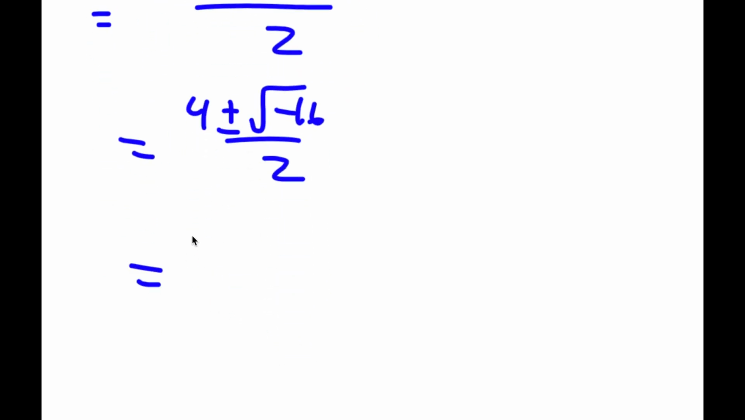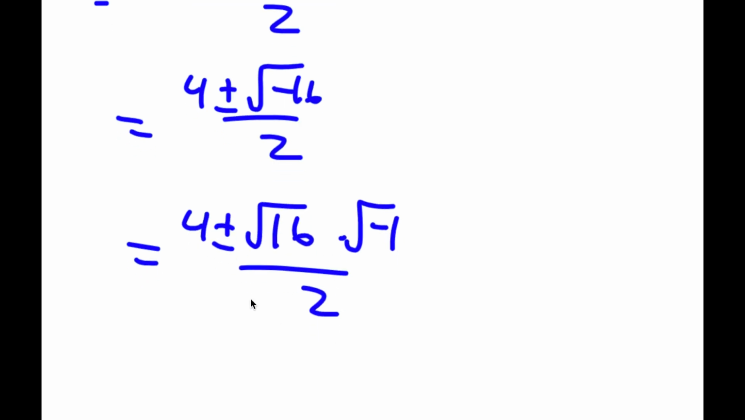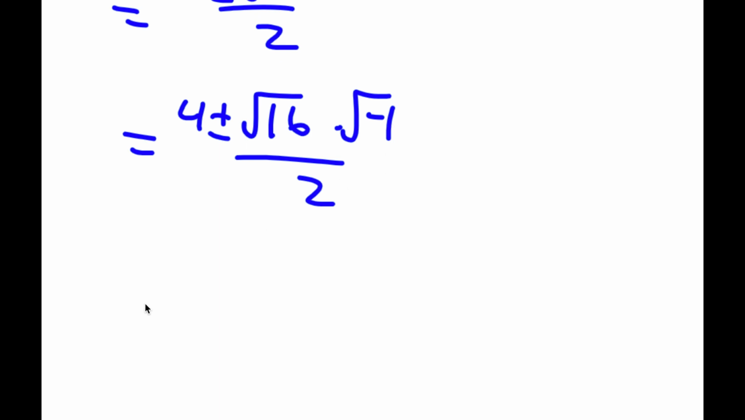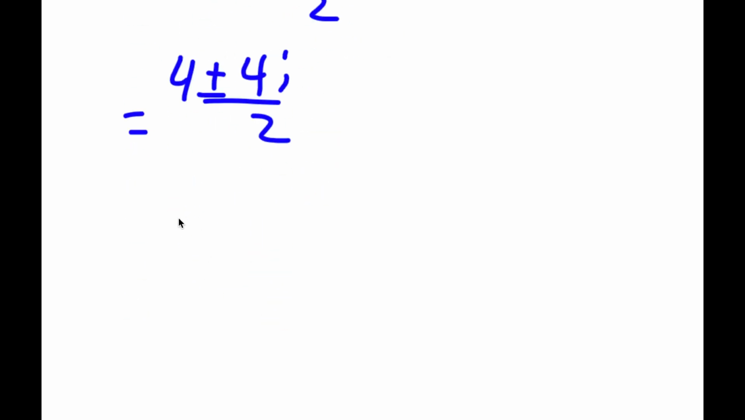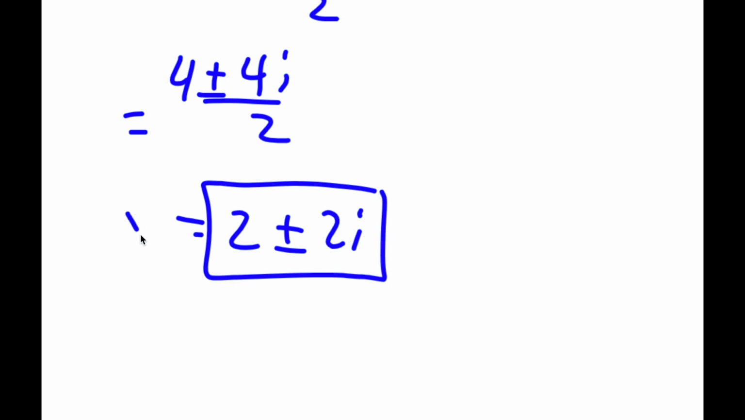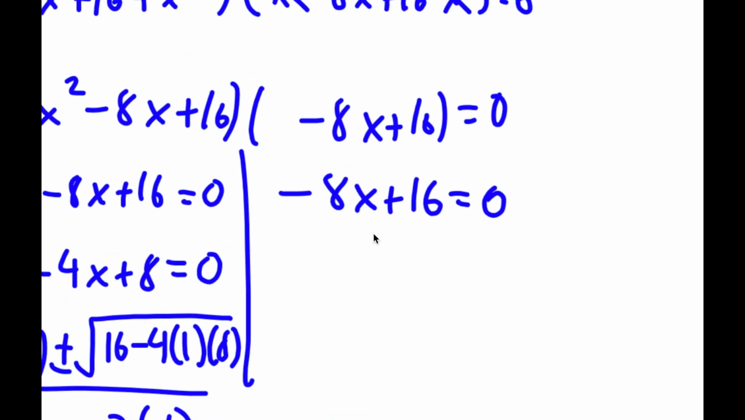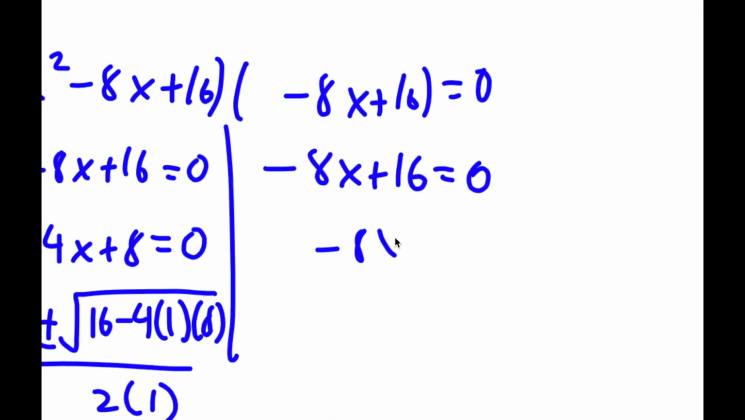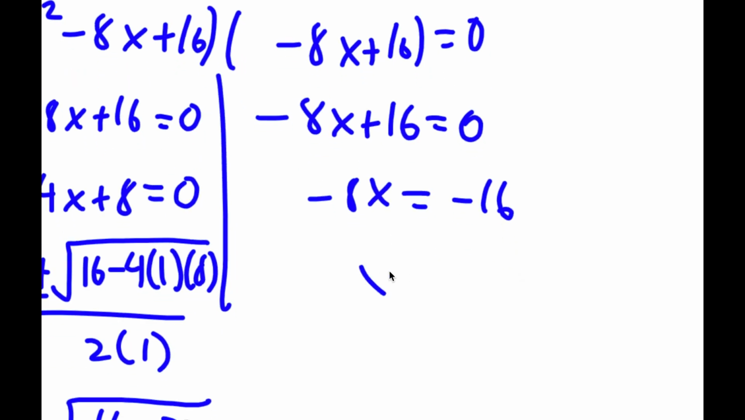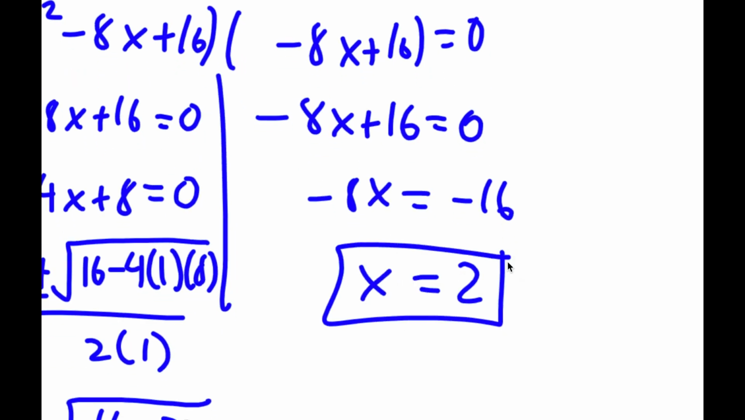And the square root of negative 16, that's the same thing as the square root of 16 times the square root of negative 1. And the square root of negative 1, that's equal to the imaginary number i. So I have 4 plus or minus, the square root of 16 is 4i, over 2, which is equal to 2 plus or minus 2i. And for negative 8x plus 16, I get negative 8x is equal to negative 16, meaning x is equal to 2. So these are my 3 solutions to this problem.